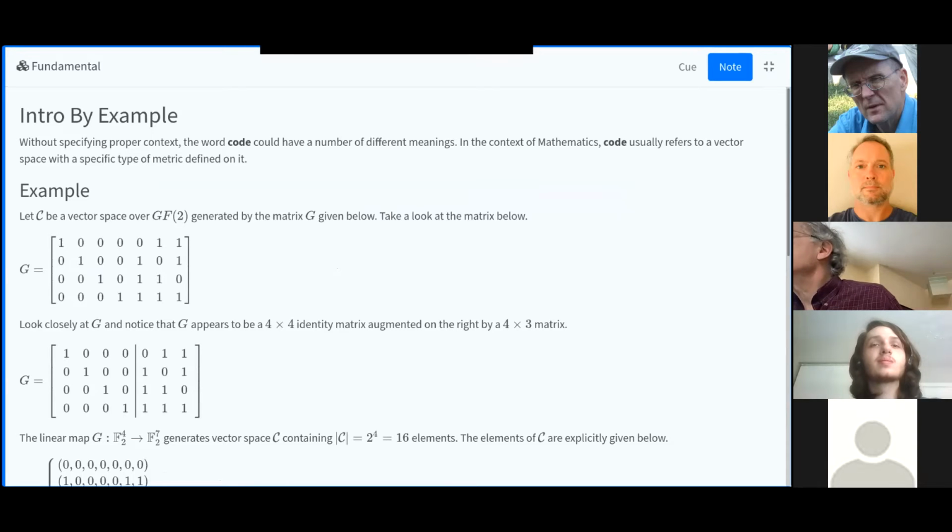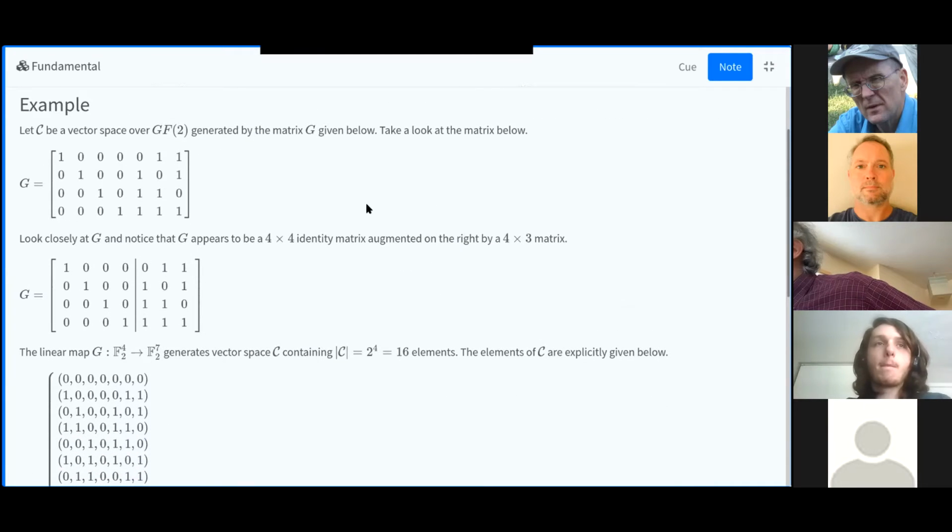Okay. So when we say a code in mathematical coding theory, the word outside of context may not mean much, right? We're talking about an actual vector space in mathematics. We're talking about a vector space that usually has some sort of metric defined on it. These metrics are often very simple, but it's still just a vector space for the most part, which means it's going to be generated by a matrix. There are coding theory things that are not matrix based, but they don't have the same structure, so we won't be talking about those. So we say let the calligraphic C be a vector space over the finite field of two elements generated by the matrix G below.